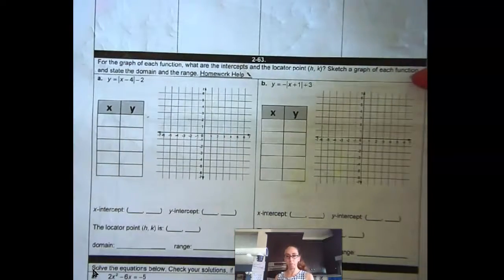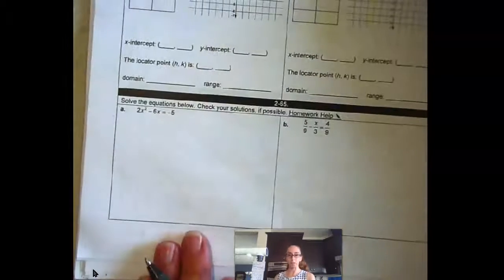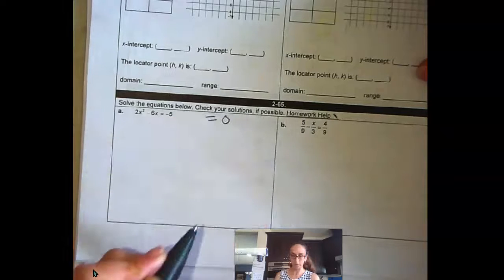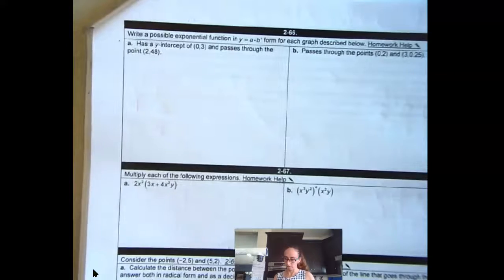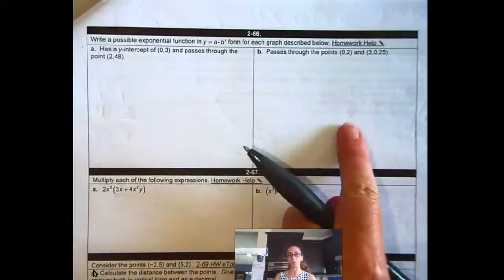This is what you did before, okay? This is solving, so this one, set it equal to 0. This one, what could you multiply everything by to get rid of the bottom? Yes, it's 3 pages, but you'll be fine. This, I'm going to do this one and you'll do this one, okay?